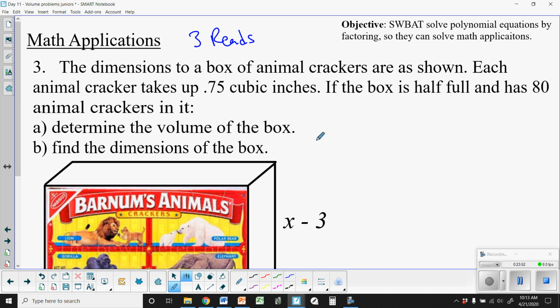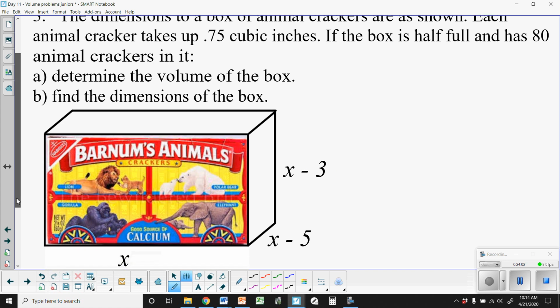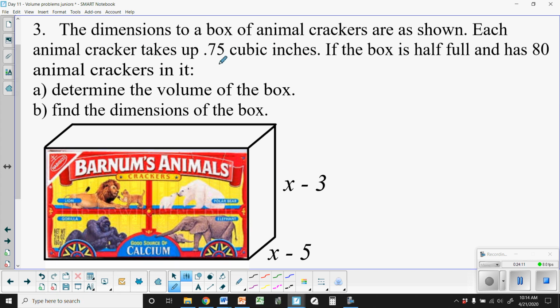All right, so let's look through it again and let's underline some things. So dimensions of a box of animal crackers are shown. So that's this image here. We're shown that it's x on the bottom, x minus 5, x minus 3. Got some animal crackers in there. But it says animal cracker 1 takes up 0.75, half full, and you have 80 animal crackers in it. So think about, how can we figure out the volume? It tells us we have 0.75, the box is half full, 80 animal crackers in it. So it says determine the volume of the box first.